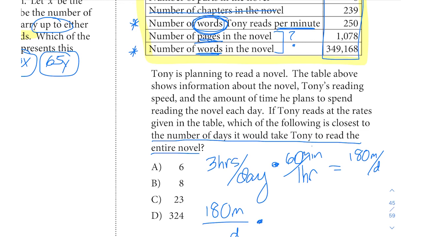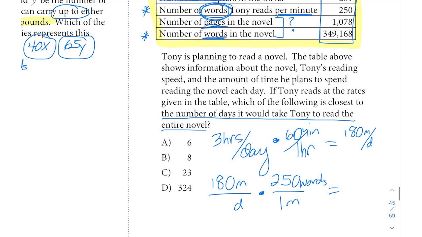So that means if you're doing 180 minutes per day, and then in 1 minute, you're reading 250 words, let's see what that comes out to. And again, we can already tell right away that this is going to be a big number. Luckily, we're in the calculator section, so you can multiply that out. And that comes out to 45,000. And here our hours cancel out, so we're at minutes per day. Here our minutes cancel out, so we're at words per day. He reads 45,000 words per day.